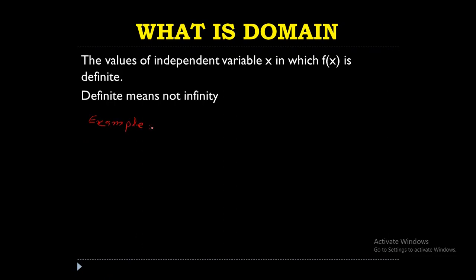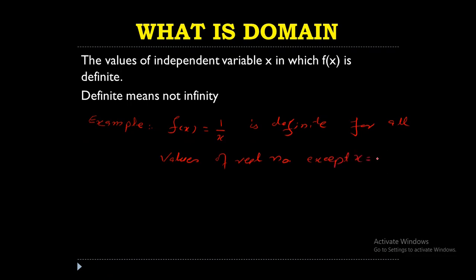For example, f(x) equal 1 over x. f(x) equal 1 over x is definite for all values of real number except x equal to 0. Is it clear, boys?